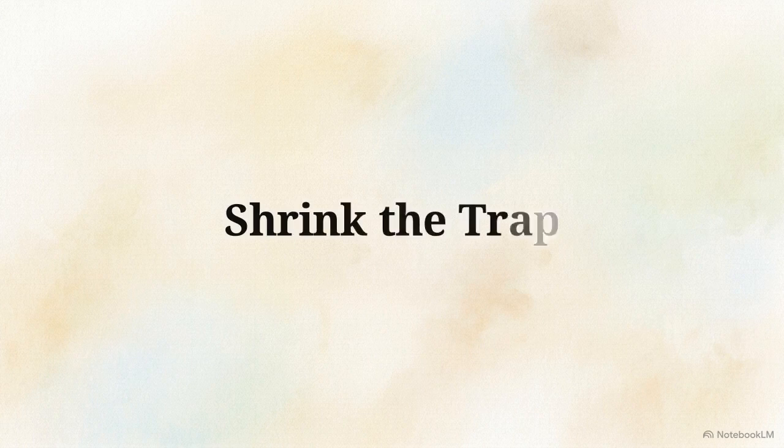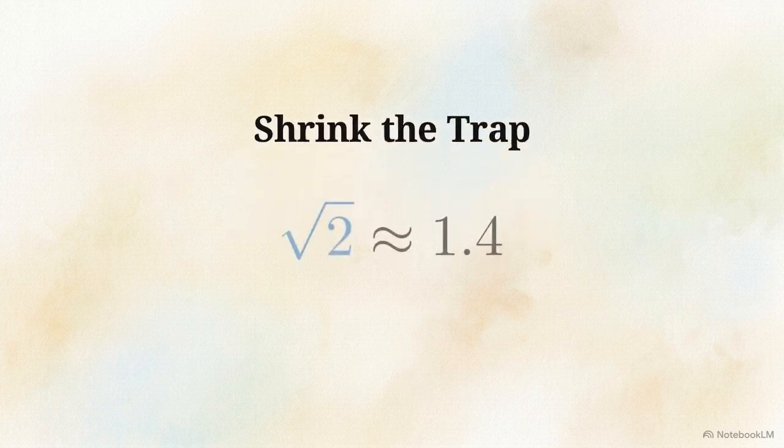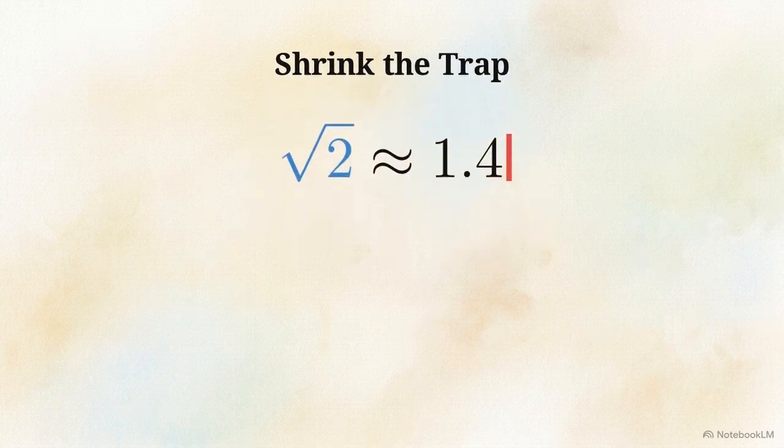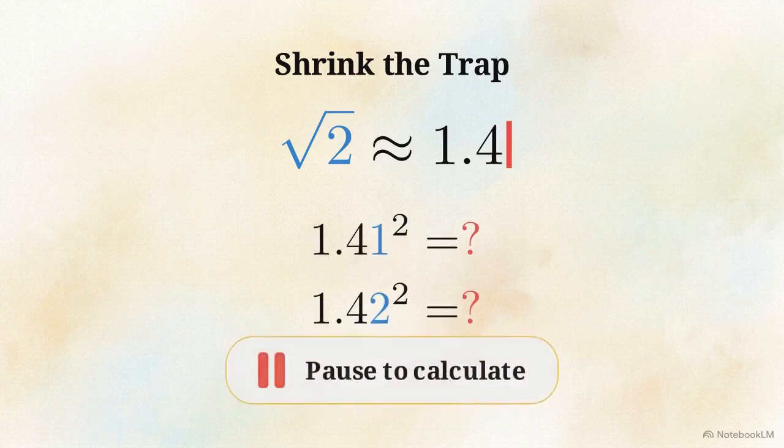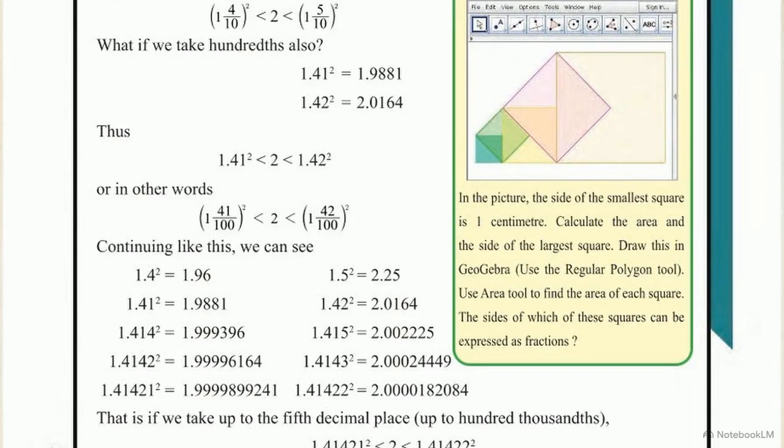Now it's your turn to shrink the trap. We know it starts with 1.4. Take a moment to pause the video and calculate the squares of 1.41 and 1.42. Here is what those calculations look like. 1.41 squared is 1.9881. 1.42 squared is 2.0164. Because 2 falls between those results, our trap is now much tighter. The length of our square side is sandwiched between 1.41 and 1.42.